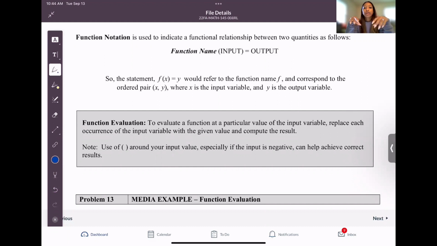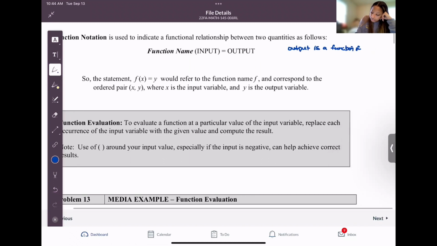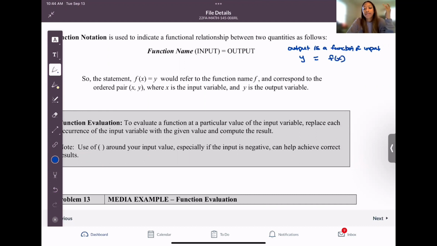I like to write it this way. We had in words before that the output is a function of the input. In function notation, the output, which is usually y, equals a function of the input would be f of x. So when you see y equals f of x, this is just a way to write function notation. The x is the input, the y is the output.